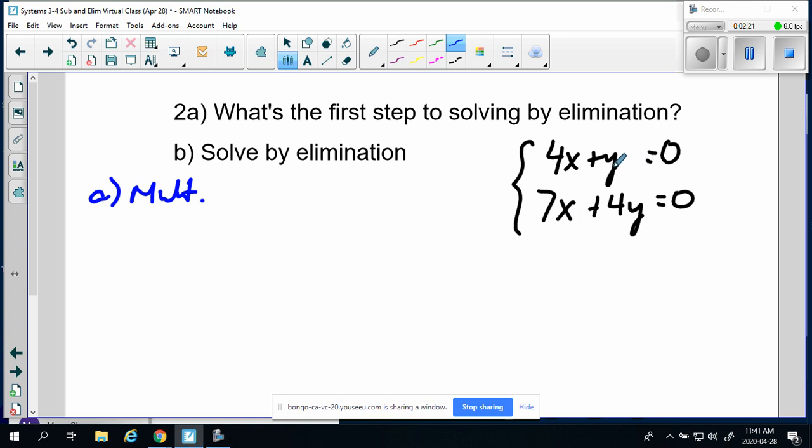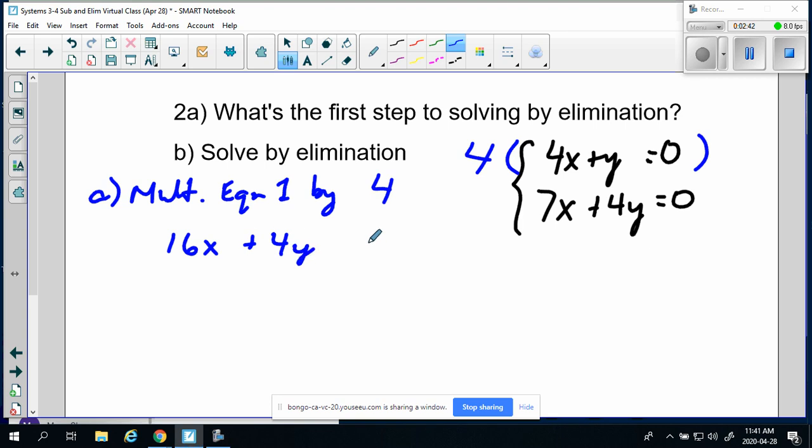So I had students suggest that we could multiply the first equation by 4. Now, while that would absolutely work, I'll multiply equation 1 by 4. I'll show you what I will get in that case. So I'll multiply this entire equation by 4, and I'll have 16x plus 4y is equal to 0. And then in the bottom, I'll have 7x plus 4y is equal to 0. If you wanted to subtract these equations right now, you absolutely could do that.